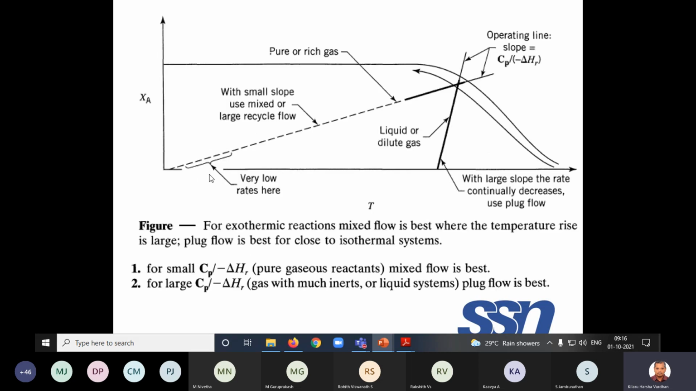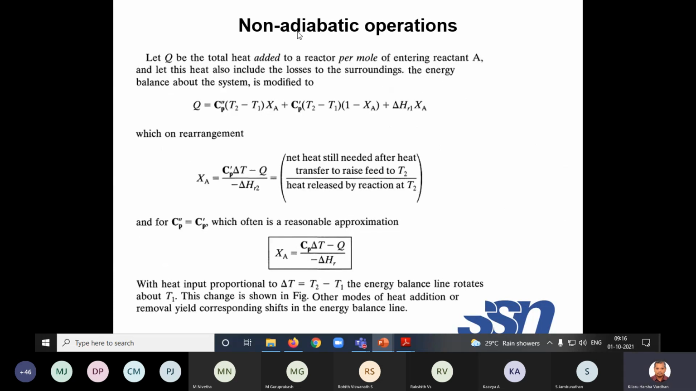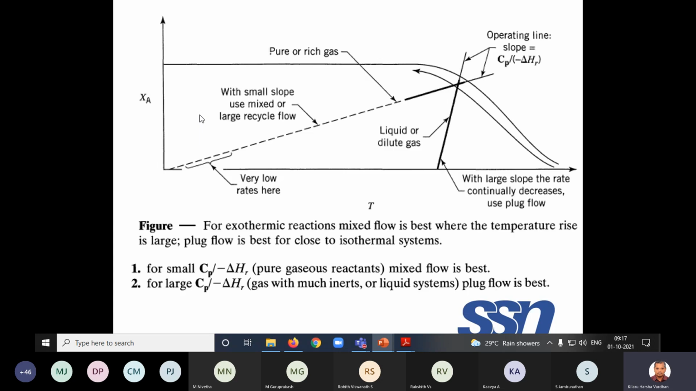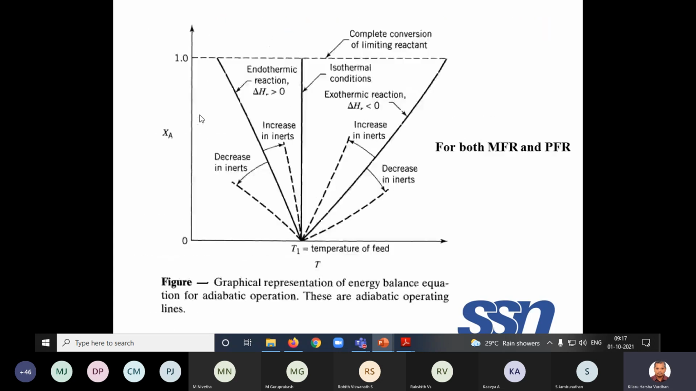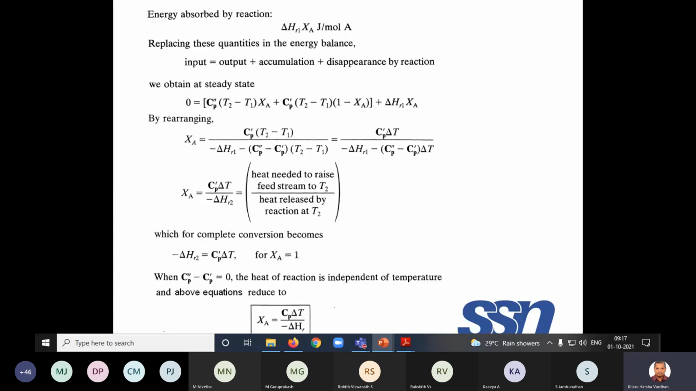So this is for low rate. If the rate is very low, then it is better to put an MFR, and if the rate is very high, that is, the slope is very high, it is better to put a plug flow reactor, right? So for a non-adiabatic operation, what will happen is this heat input will be there. Whereas in the previous one, we are putting it as 0.